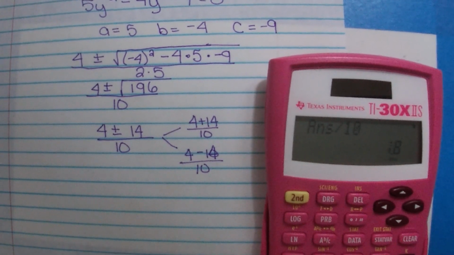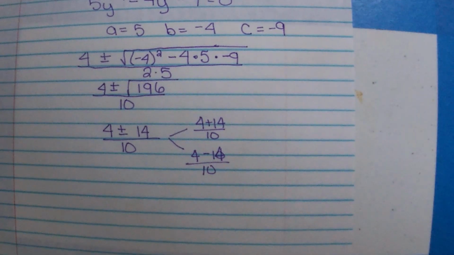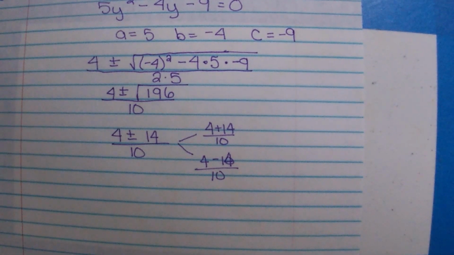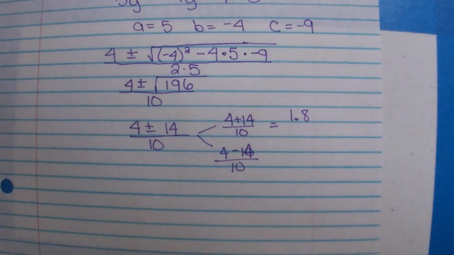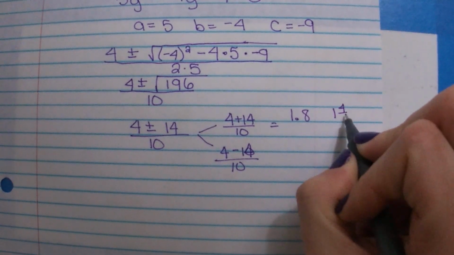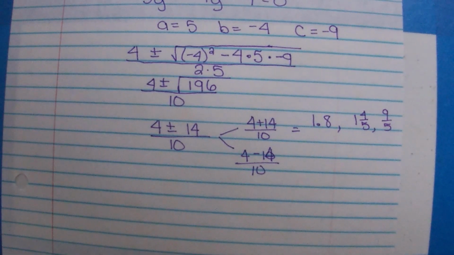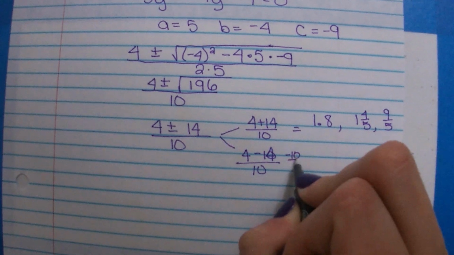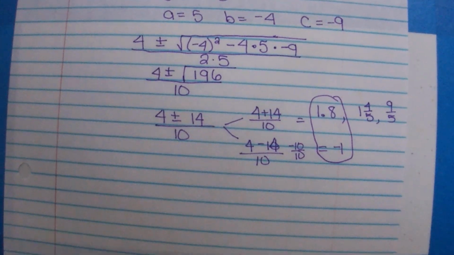So all you decimal lovers, yes, if you put 1.8, you will be fine. But you know, in Mrs. McKinney's world, I tend to do things with fractions more. But you won't be wrong. 1.8 would be fine. You could put it as a 1 4/5. You could put it as a 9/5. Either way, if it's multiple choice, you just have to find the correct option. Then we'll do the same thing on the bottom. So 4 minus 14 is negative 10 over 10, which equals negative 1. So these would be our two answers.